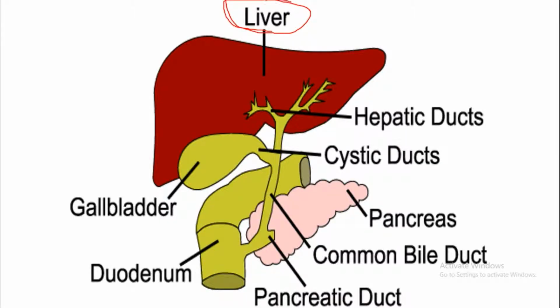So this is the liver, which is the most important part of the biliary system. These are the two hepatic ducts, right and left, which join to form the common hepatic duct. This is the cystic duct, this is the gallbladder, and the gallbladder opens into the common hepatic duct, and now this is known as the common bile duct. The common bile duct joins with the pancreatic duct and opens into the duodenum, which is the first part of the small intestine. Alright.